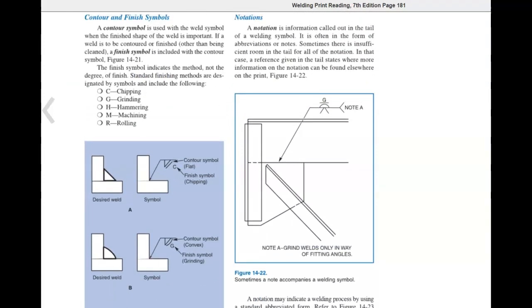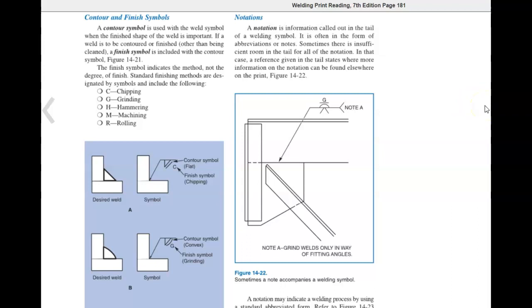Contour and finish symbols. A contour symbol is used with the weld symbol when the finish shape of the weld is important. If a weld is to be contoured or finished, other than being cleaned, a finish symbol is included with the contour symbol. The finish symbol indicates the method, not the degree of finish. Standard finishing methods are designated by symbols and include the following: chipping, grinding, H for hammering, M for machining, R for rolling.